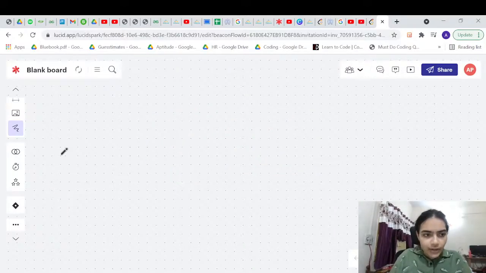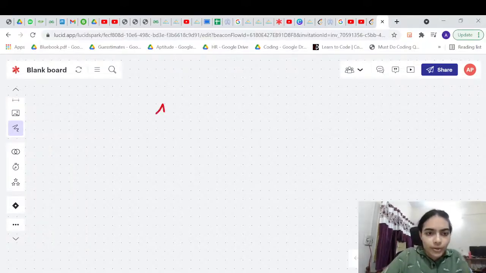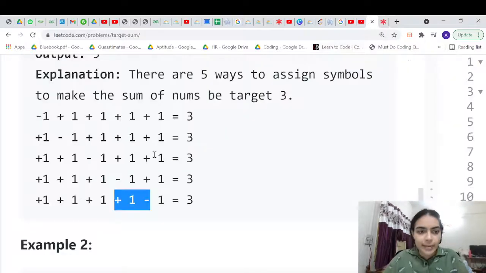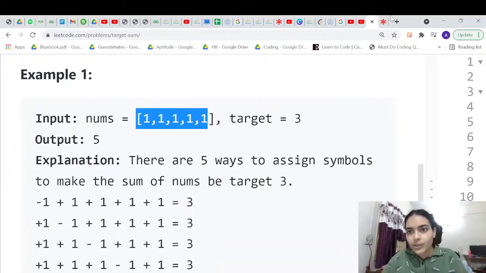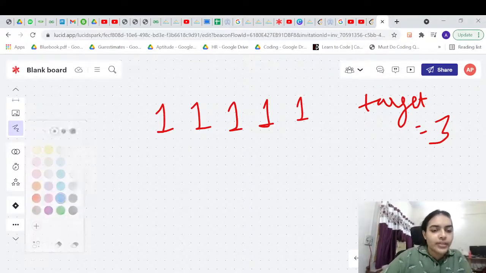Okay. So let's try to take another example now quickly to understand. Suppose you have 1, 1, 1, 1, 1. We'll take the example that they have given. You have this array and you want to make the target 3. So our target is 3. How do we make it? Now, there are a lot of ways, right?